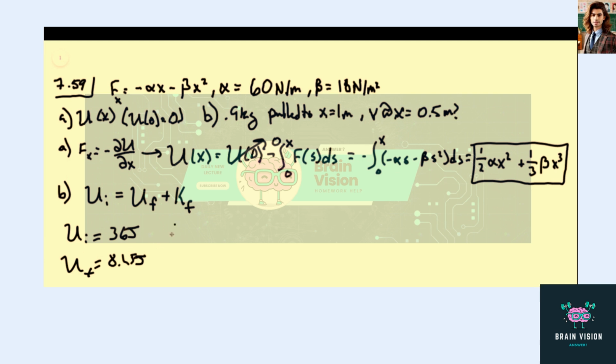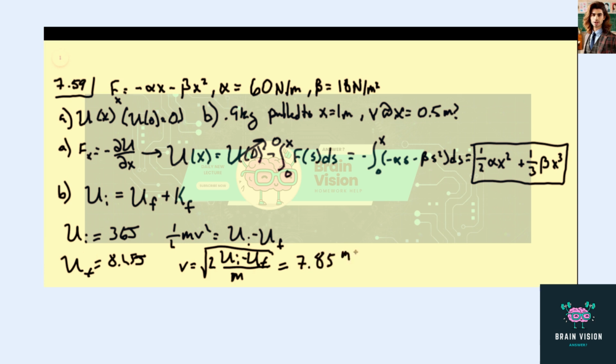And so we have 1/2 mv squared is equal to U initial minus U final. So v is equal to the square root of 2 times this difference divided by the mass. And so this is 7.85 meters per second.